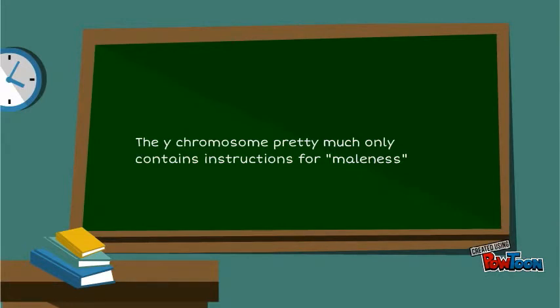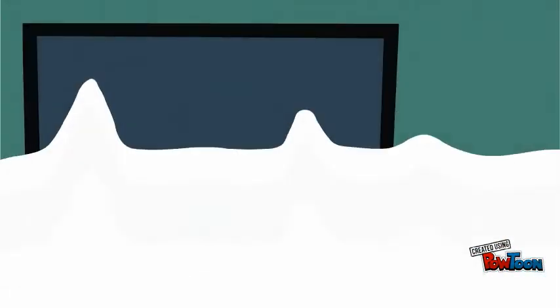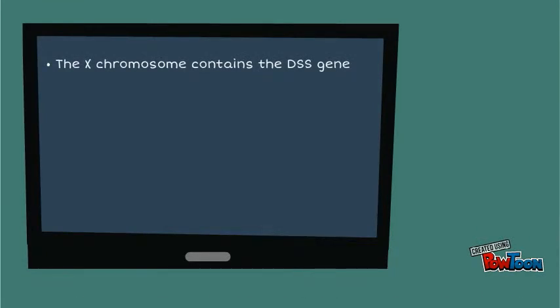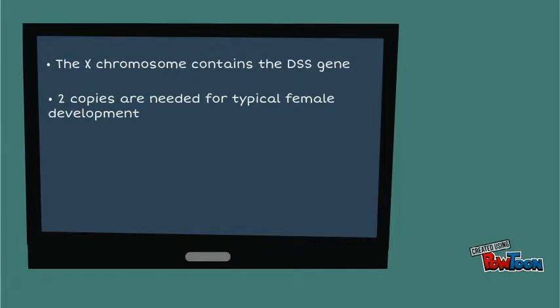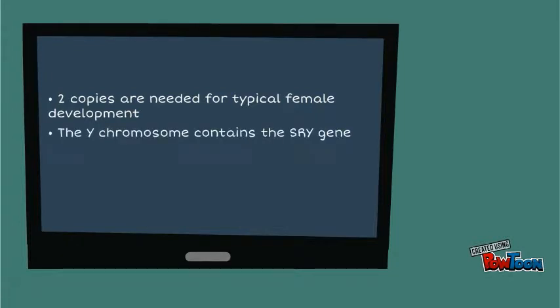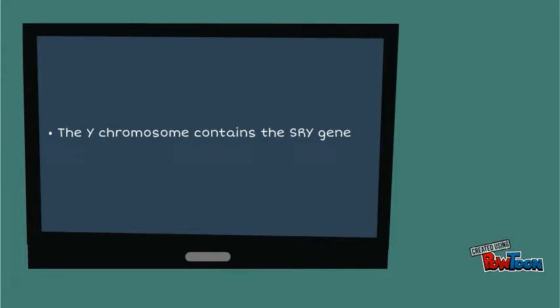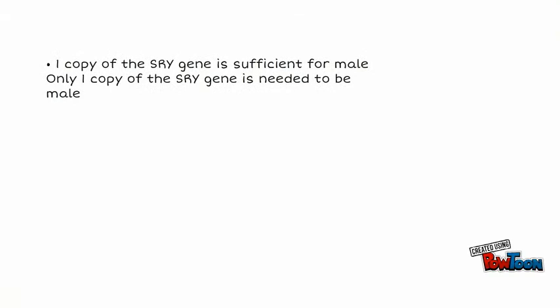And so the Y chromosome really only contains instructions for developing male structures. So the X chromosome is going to contain a gene called the DSS gene. Two copies of this gene are needed for typical female development. The Y chromosome contains a gene called the SRY gene. If you have the SRY gene, you only need one copy in order to develop male structures.